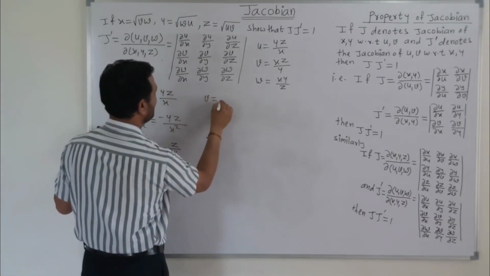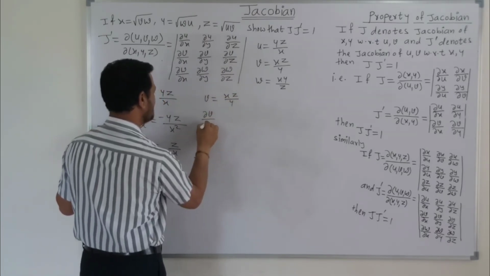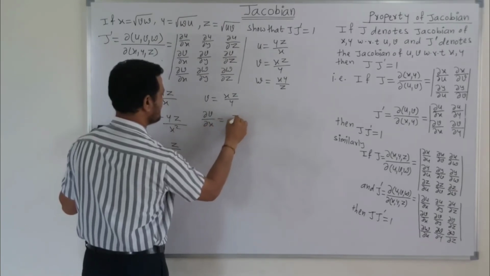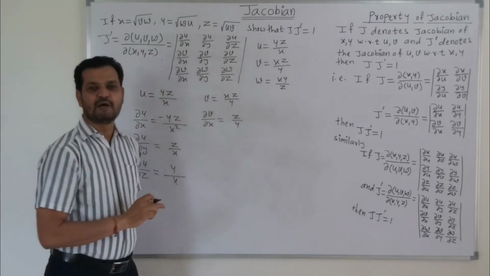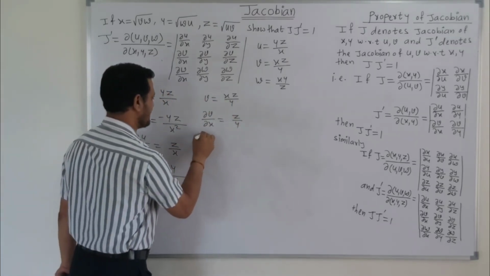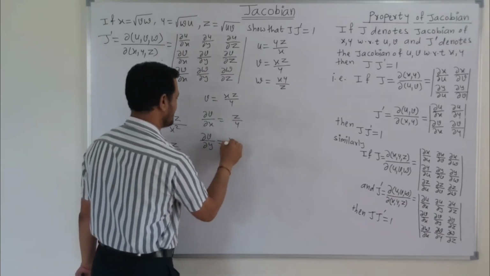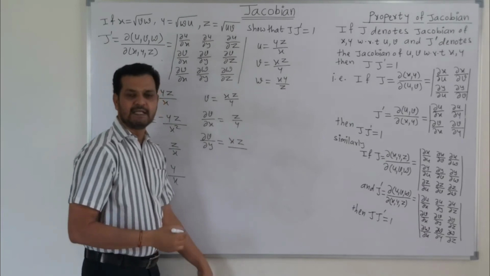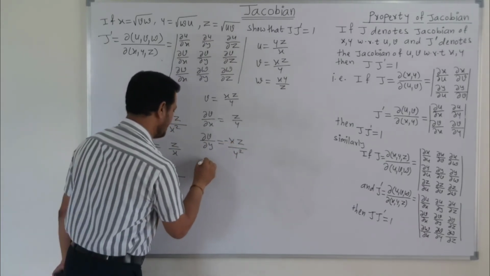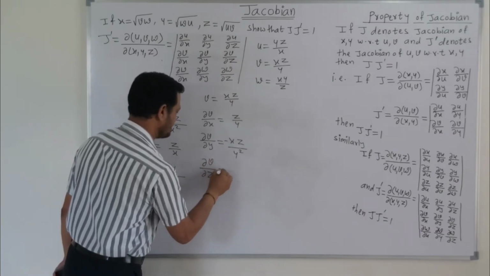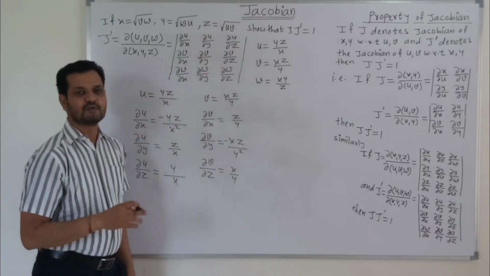Similarly, here the value of v is given by xz upon y. Take the partial derivative of v with respect to x. So here y and z are constant, derivative of x with respect to x is 1. Now take the partial derivative of v with respect to y. So x and z are constant, then derivative of 1 upon y is minus 1 upon y square. Similarly, partial derivative of v with respect to z, x and y are constant, derivative of z with respect to z is 1.